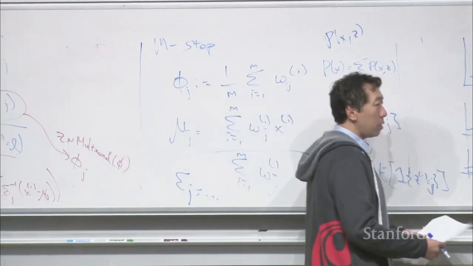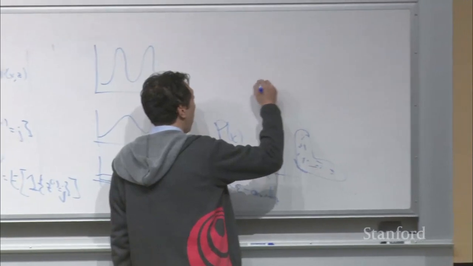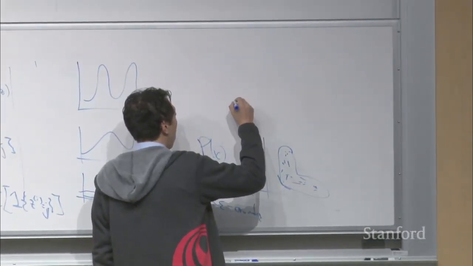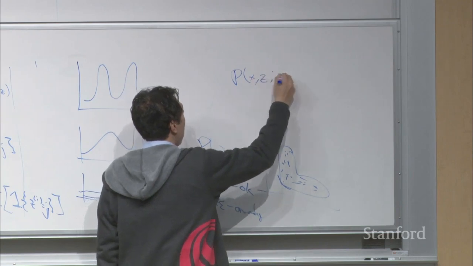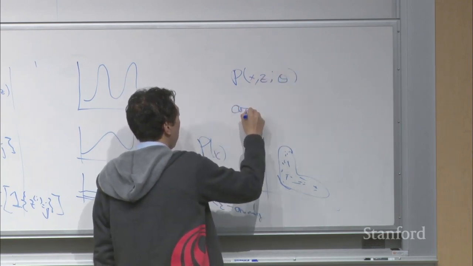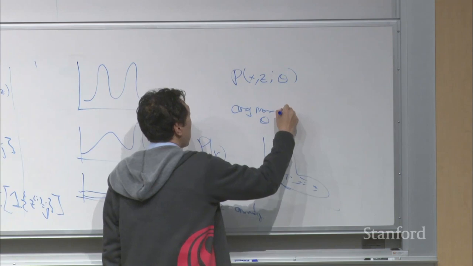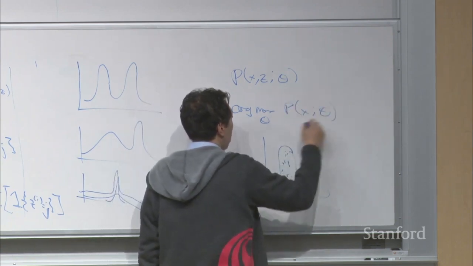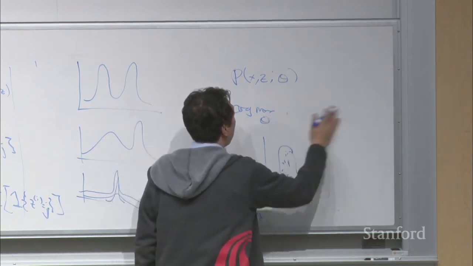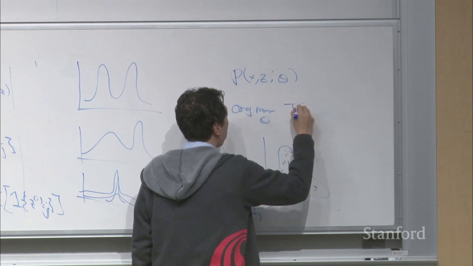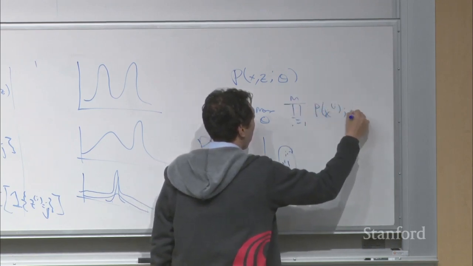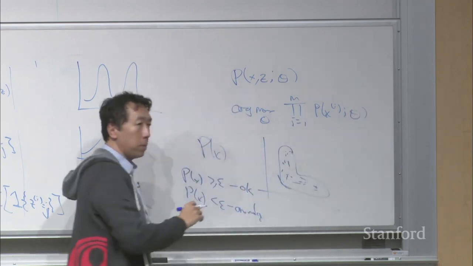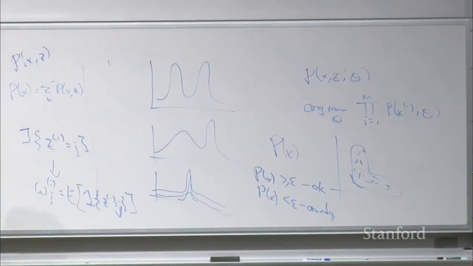And in particular, what we'll do is show that if you're given a model P of x, z parameterized by theta, and your goal is to maximize P of x, right? So this is what maximum likelihood is supposed to do. That EM is exactly trying to do that.